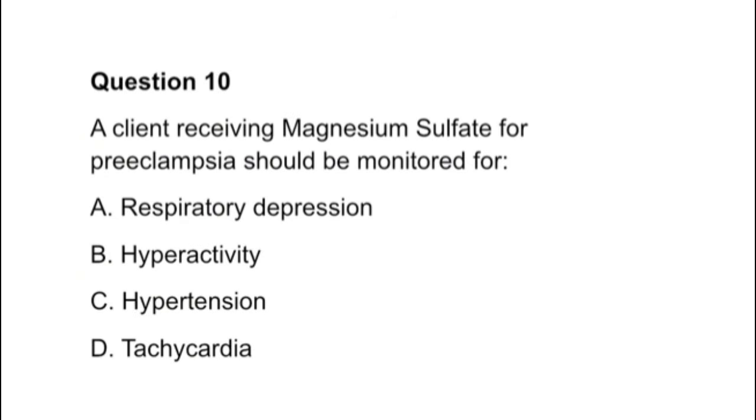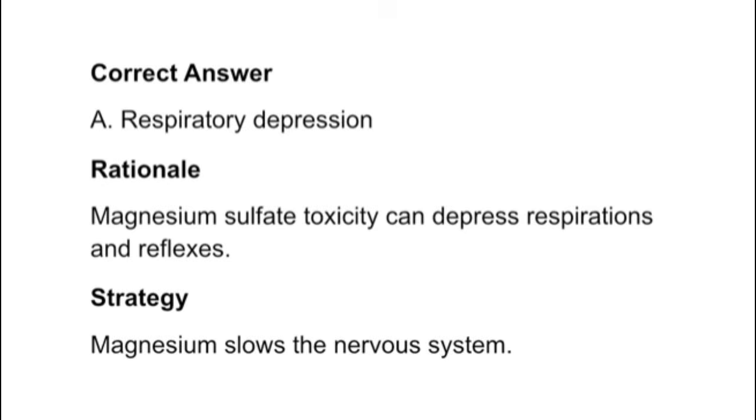Question 10. A client receiving magnesium sulfate for preeclampsia should be monitored for A. Respiratory depression. B. Hyperactivity. C. Hypertension. D. Tachycardia. Correct answer: A. Respiratory depression. Rationale. Magnesium sulfate toxicity can depress respirations and reflexes. Strategy. Magnesium slows the nervous system.